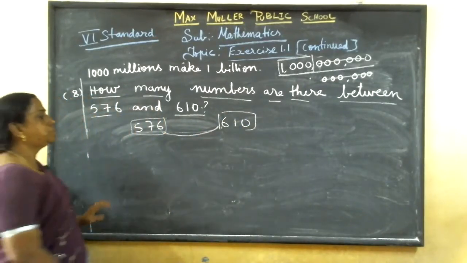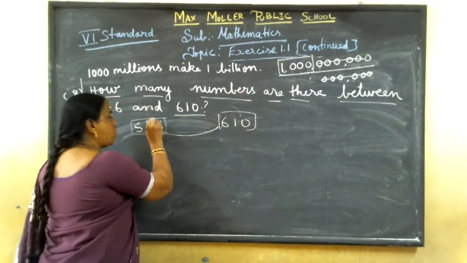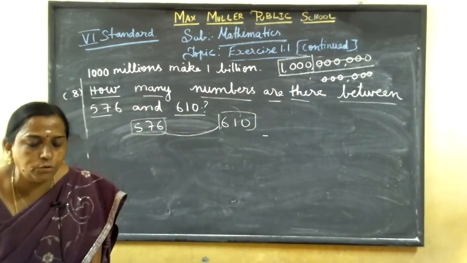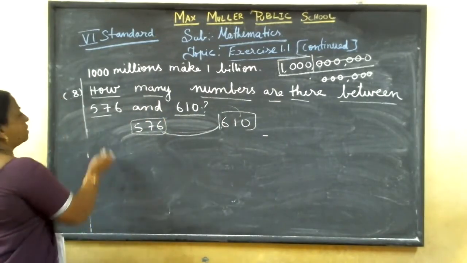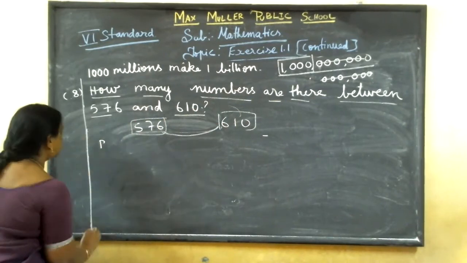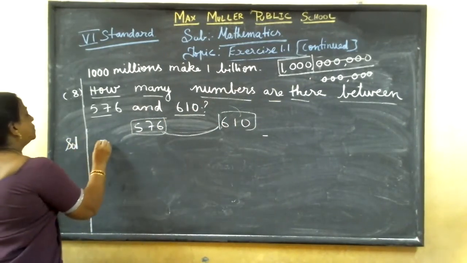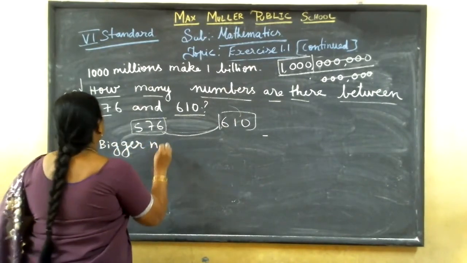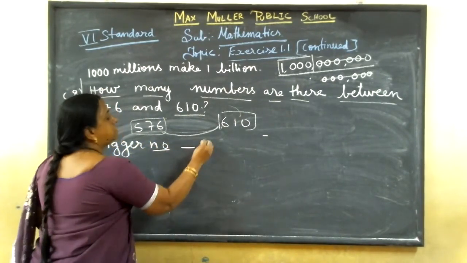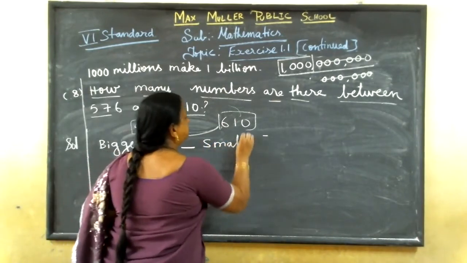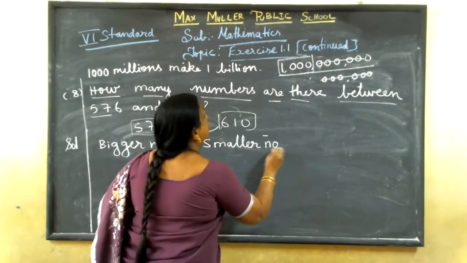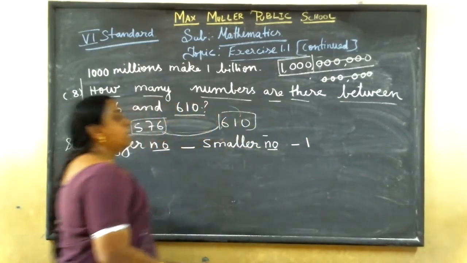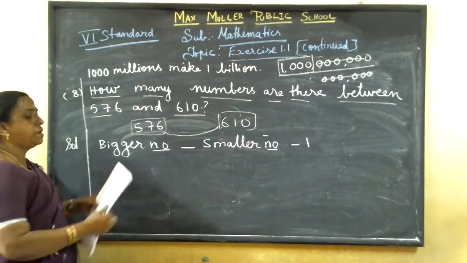For that case, what you should do? Bigger number minus smaller number. Then if you subtract 1, you will get it. So I'll show how to do. First we'll go for bigger number. Which is bigger number? This is the solution. Solution: bigger number minus smaller number. Then whatever answer you get, minus 1. Understand? Bigger number minus smaller number, minus 1.